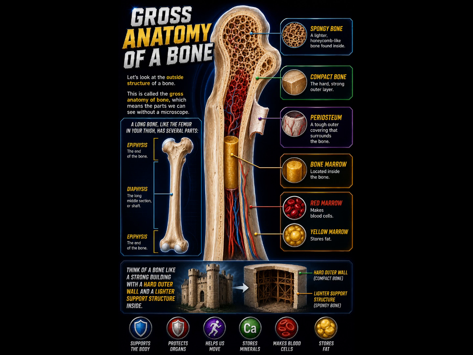Periosteum. A tough outer covering that surrounds the bone. Compact bone. The hard, strong outer layer. Spongy bone. A lighter, honeycomb-like bone found inside. Bone marrow. Located inside the bone. Red marrow makes blood cells. Yellow marrow stores fat. Think of a bone like a strong building with a hard outer wall and a lighter support structure inside.